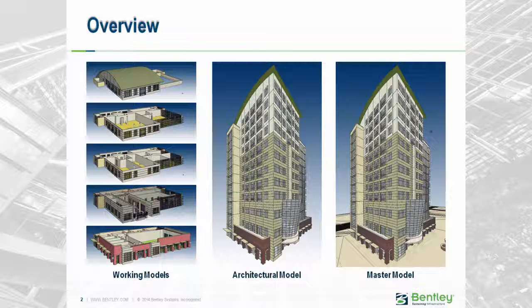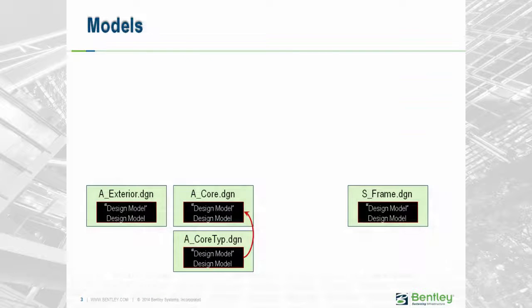So let's just take a look at a diagram of how we are going to do this. So far we have created four files: the S frame, the A exterior, the A core tip, and we referenced that three times to an A core file to create the entire three-story vertical core. All these files are 3D design models. We will talk about drawing models and sheet models later.